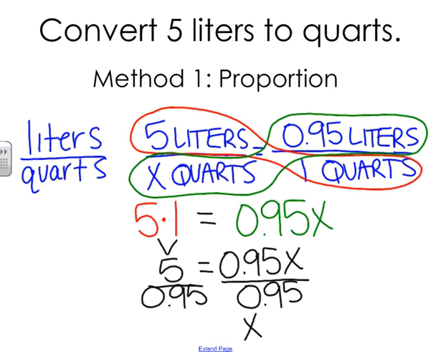And when I do that, I'm going to get a value. 5 divided by 95 hundredths is approximately 5 3/10. Okay, and that's an approximation. So I'm going to use the squiggly equal sign because it's not perfect. I had to round. So for my final answer on this, x is approximately 5 3/10 quarts.